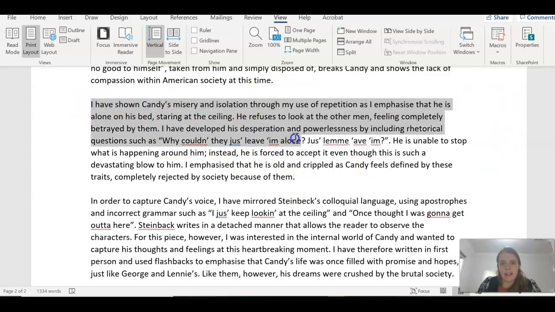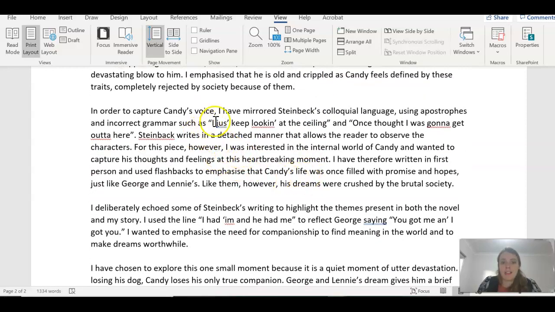So this is my characterization paragraph. Here I'm explaining what Candy is thinking and feeling in this moment. So he's feeling miserable, he's isolated, he feels betrayed, he's desperate, and he's powerless. And I explain that by quoting myself. I have shown these emotions and I've shown it in this way. I used repetition, I used rhetorical questions.